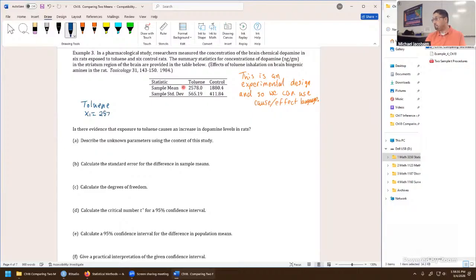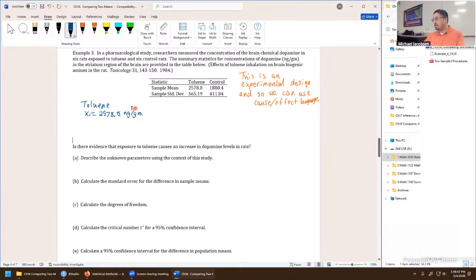2578.0 nanograms per gram. I'm going to use that same way they wrote the unit. So that's nanograms of dopamine per gram of brain in the striatum region. Kind of morbid when you think about that. And the sample standard deviation S1 is 411.84 nanograms per gram. The other thing we're going to need is the sample size, N1. We're told 6 rats. None of them died over the course of this experiment, so we have all 6.